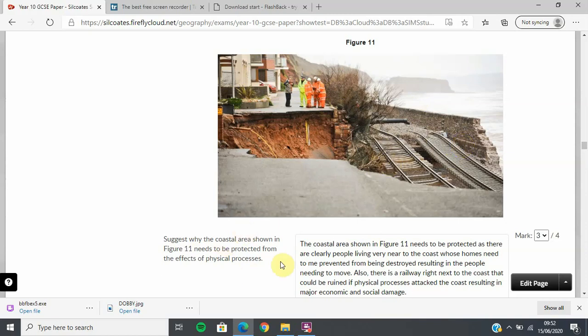But the key to this question is to make sure your focus is linked back to the physical processes. Okay, so it says protected from the effects of physical processes. You've got to say that waves on the sea could come in and attack this area. This will mean that the economy struggles because the train lines can't run, so people cannot get to and from work.